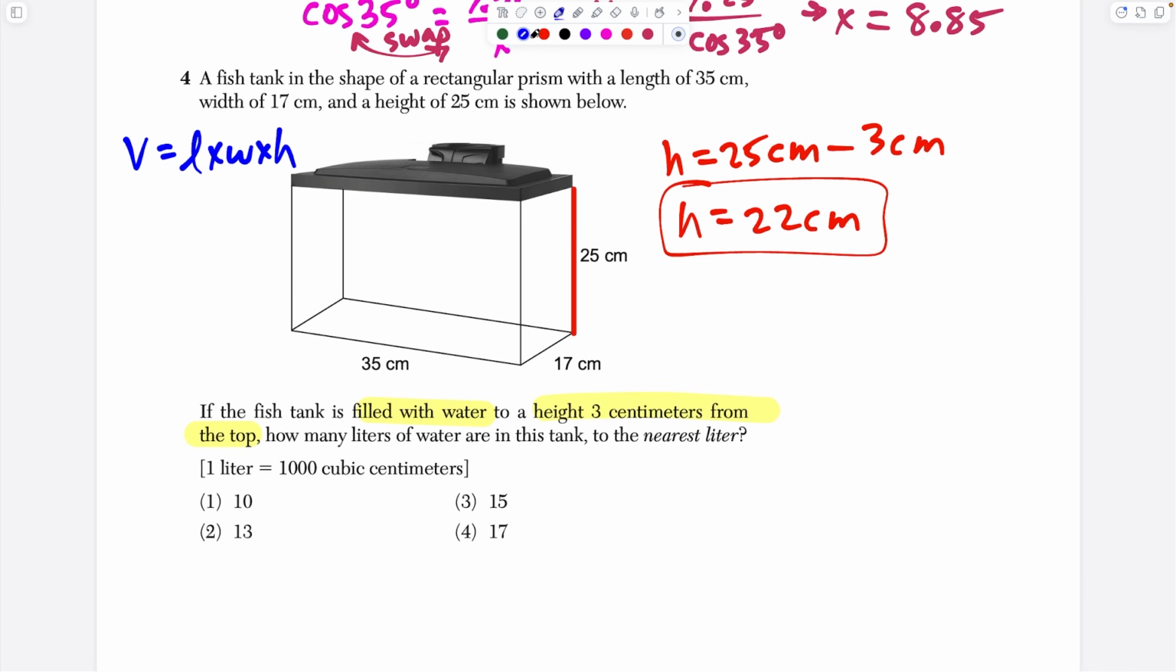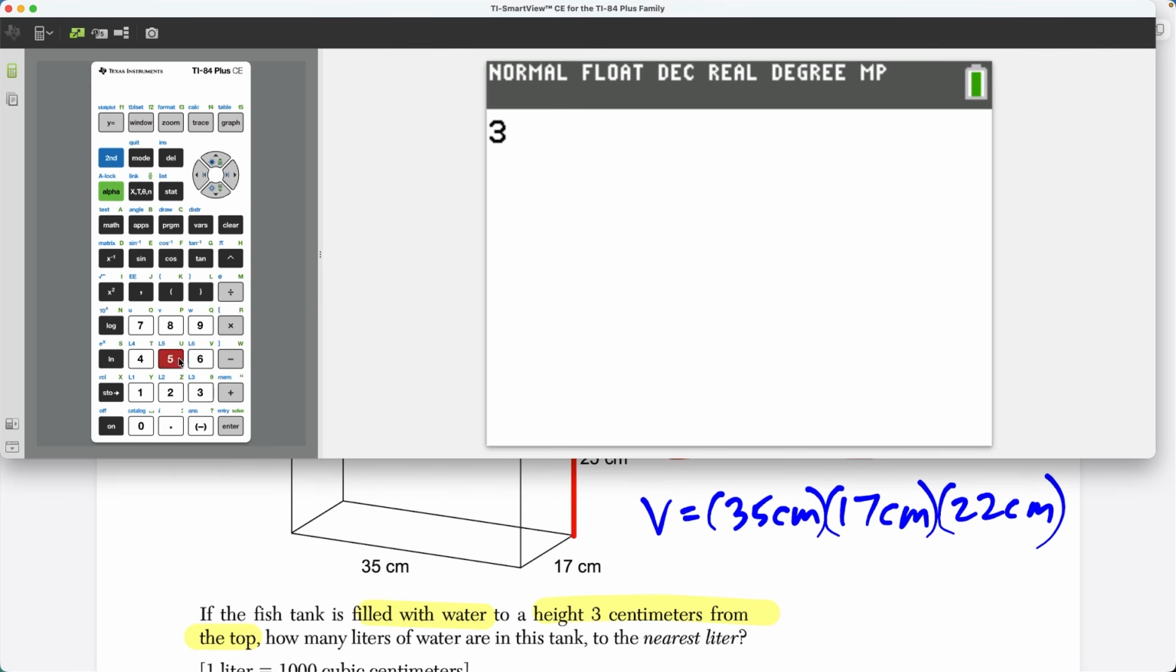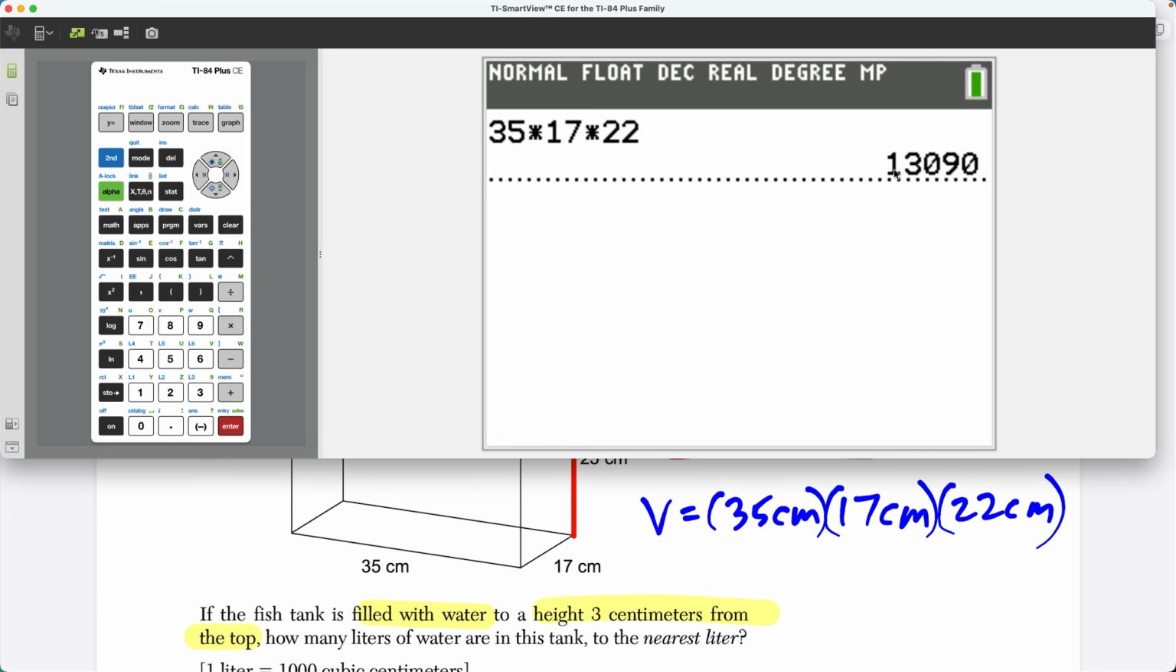So first what we could do is we could find the volume of water. So we're going to do length times width times height, but we're going to use this height because we're talking about the volume of water. So now we have 35 centimeters is the length times the width is 17 centimeters and the height we're using is 22 centimeters. So now we could work this out. And then at the end, whatever volume we get here, we're just going to divide by 1,000. So we're doing 35 times 17 times 22. And this is the volume of water, but this is in cubic centimeters.